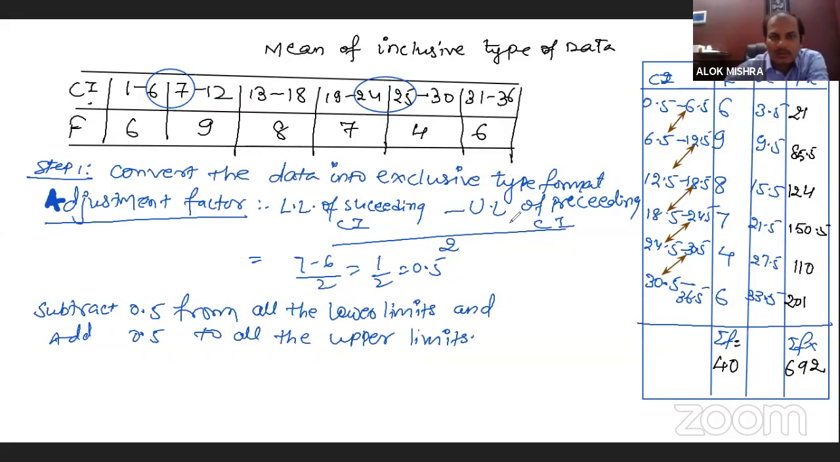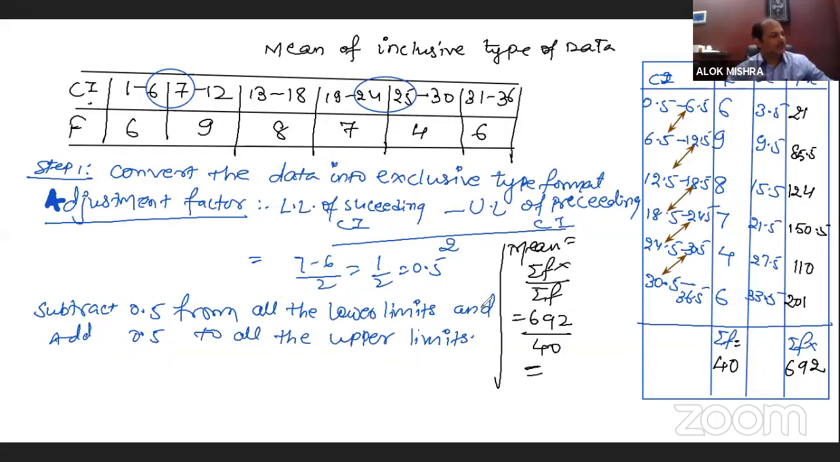Okay. So next is finding mean. Mean, which is equal to, formula remains same, that is summation fx upon summation f, which is equal to 692 upon 40. Just calculate. How much? 17.3.